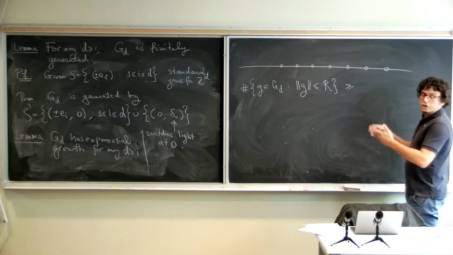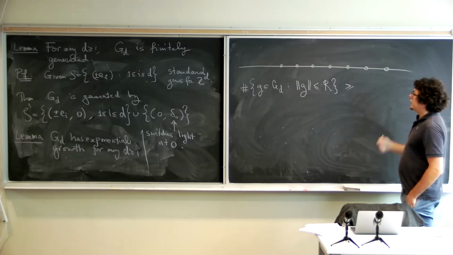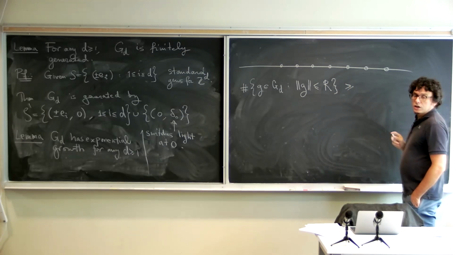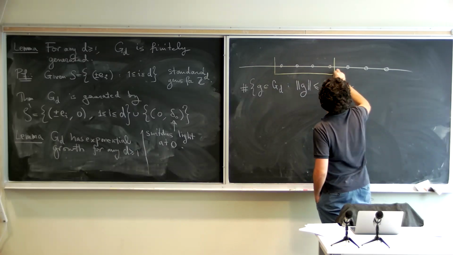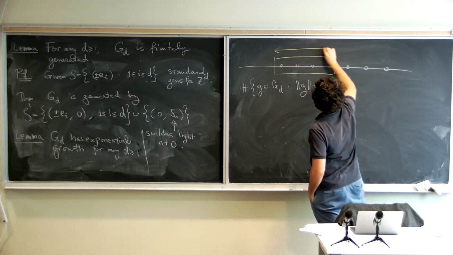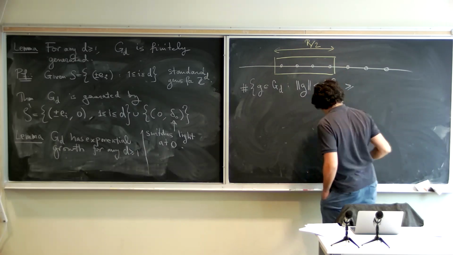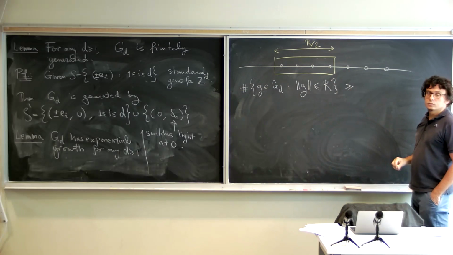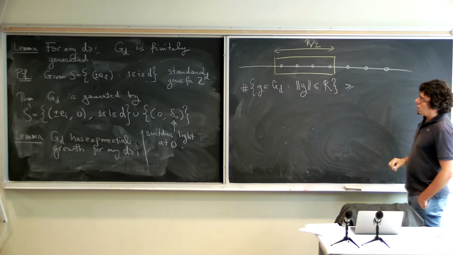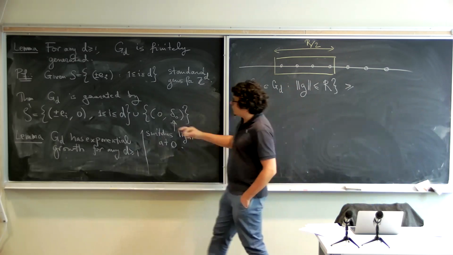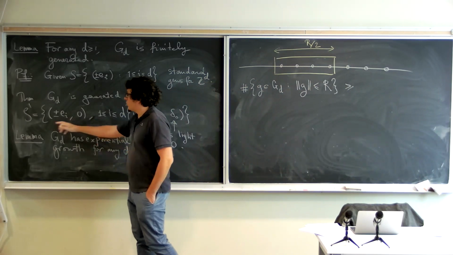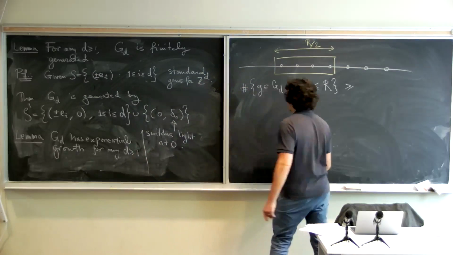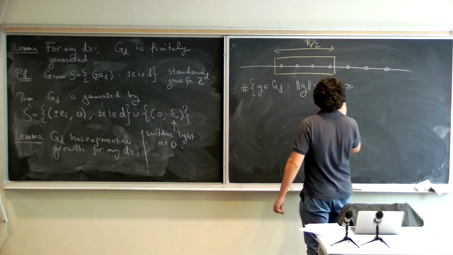Well, what you can do, you want to switch lights. So you want to say, okay, I have R over 2. What is the norm of GD here? Well, the norm, it's a finitely generated group. So let's consider this finite generating set. So there's a number of steps in these generators.